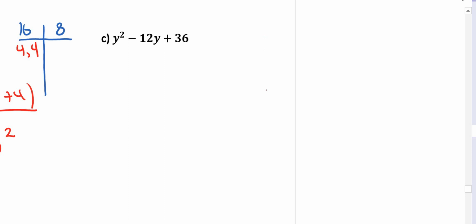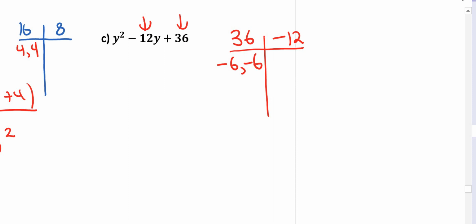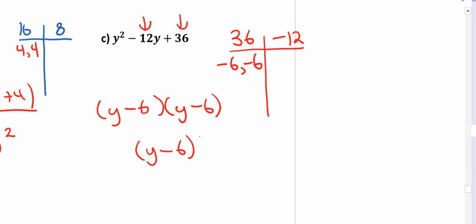For letter C, let's set up another table here. Here's a positive 36 and a negative 12. So we need two numbers that multiply to 36, and those two numbers need to add to negative 12, or combine to negative 12. So I'm thinking of negative 6 and negative 6. So this would be y minus 6 and y minus 6. And we can finish this off by writing this as y minus 6 to the power of 2.